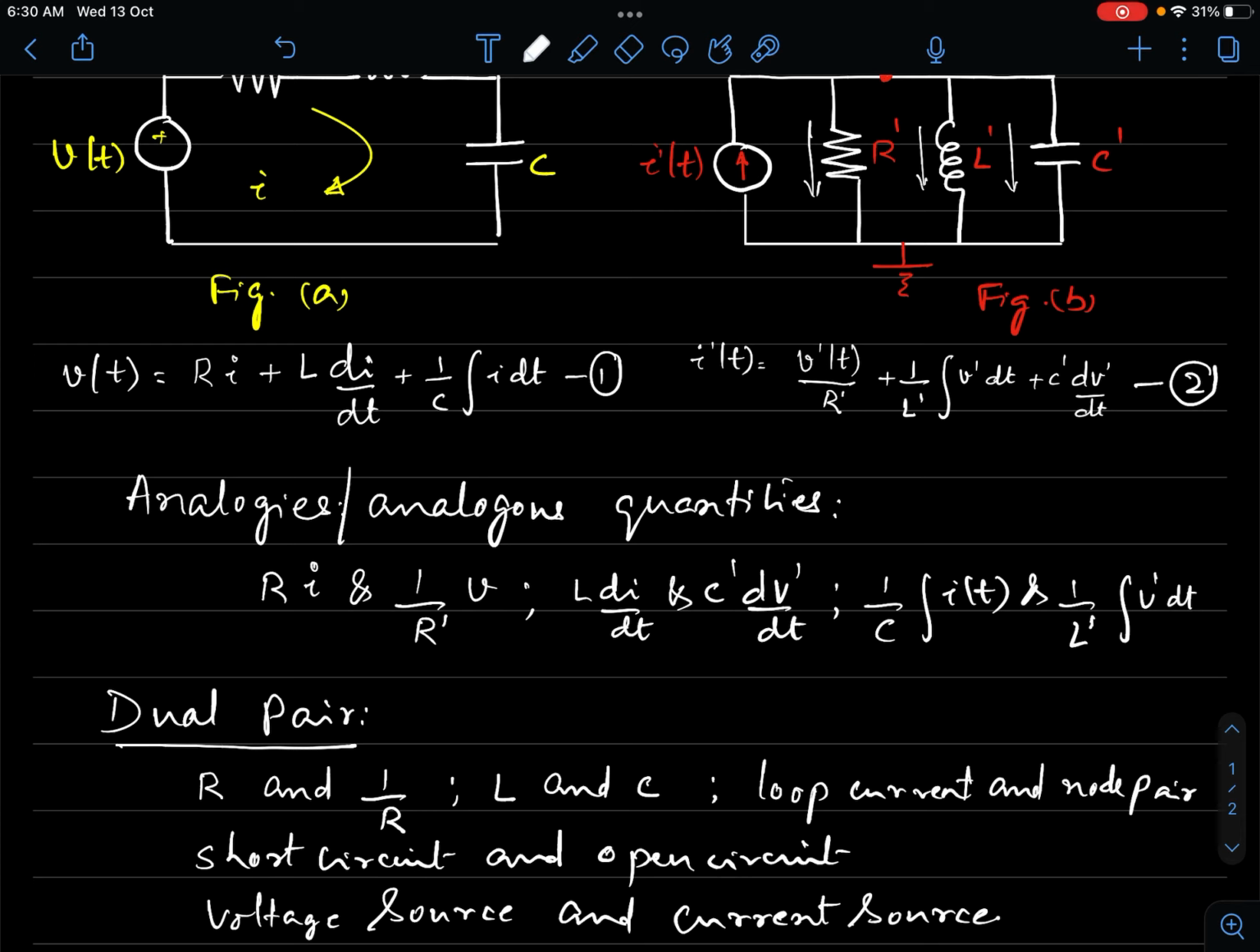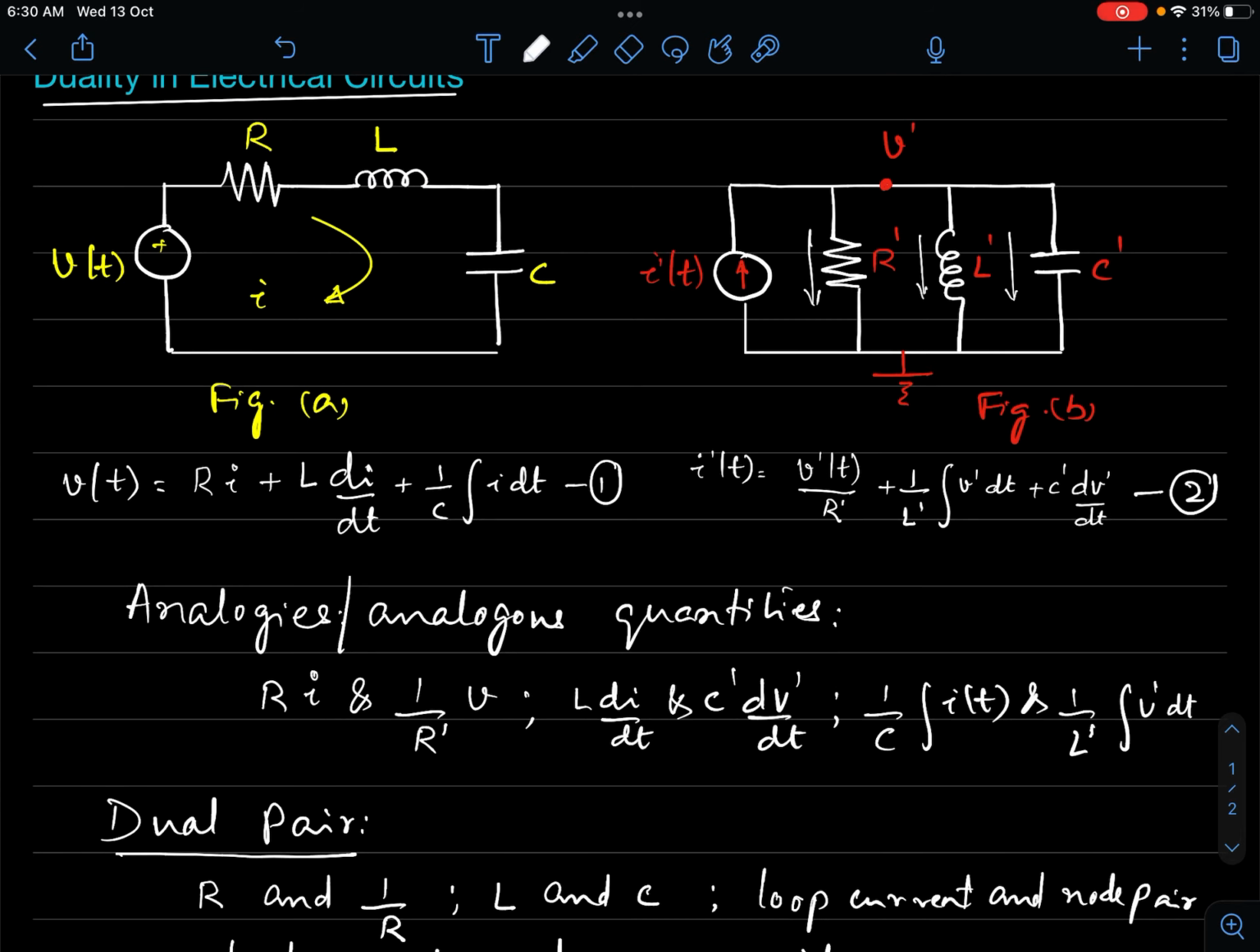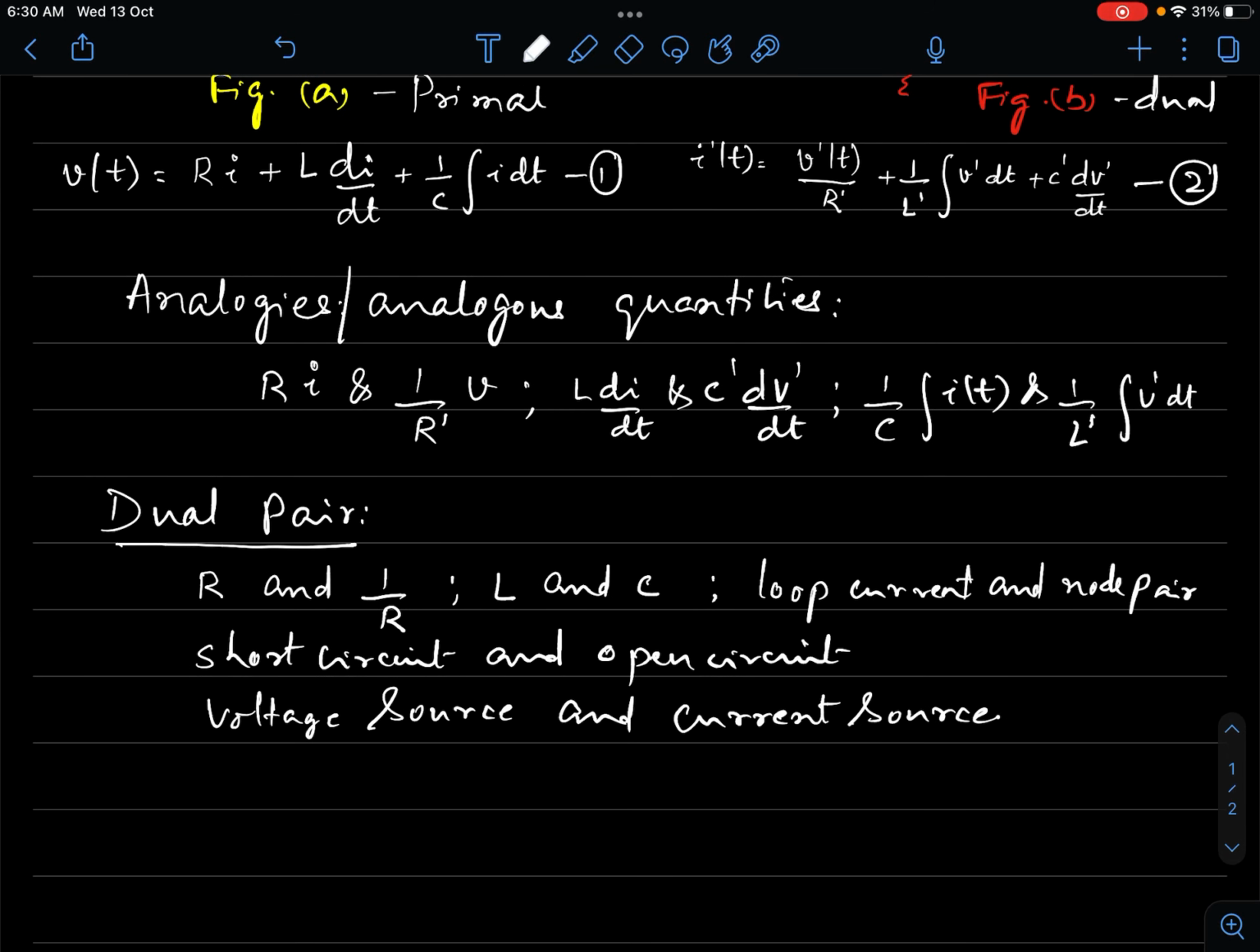So we are able to find out what the dual pairs are. That means if you have a resistor in the primal network, invariably we call this a primal network. There is another terminology. It doesn't matter even if you do not know. This is a primal network and this is a dual network. And vice versa. If figure B is a primal network, figure A is a dual network. So one is the dual of the other. So we try to deduce the dual pair.